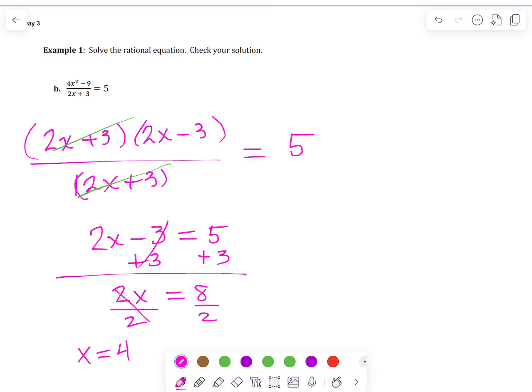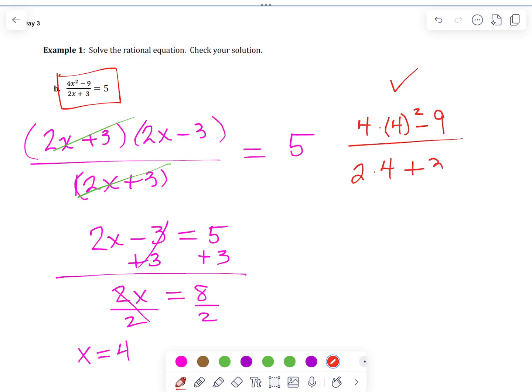Then what we do is we substitute into the original equation to check. So 4 times 4 squared minus 9. And then the denominator, 2 times 4 plus 3. So we would type this into our calculator as such. And we would get 5 equals 5.